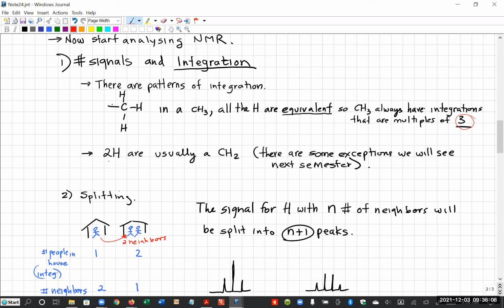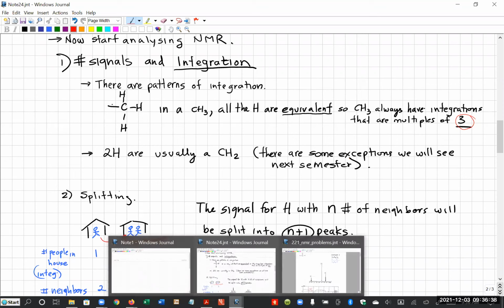Similarly, if you have 2 equivalent hydrogens, that usually represents a CH2. Now, there's some exceptions to that. Sometimes CH2 don't give two equivalent hydrogens. We will see that next semester, but for the most part, the NMRs that we'll be doing this semester, if you have 2 hydrogens, that probably means you have a CH2.